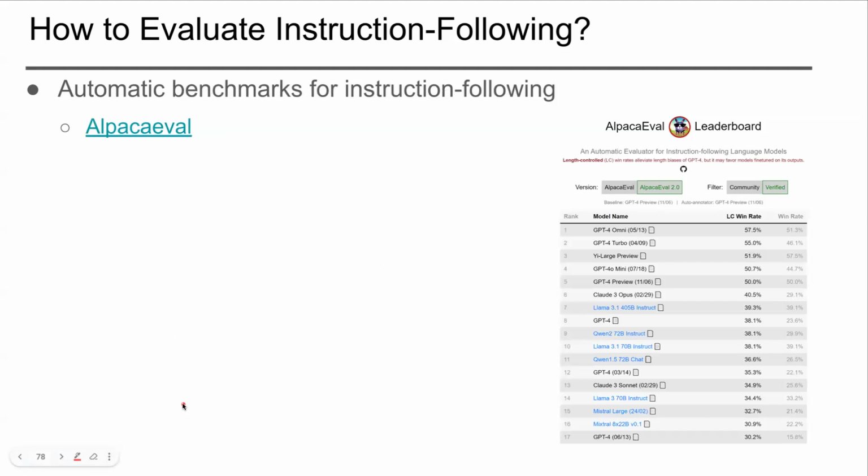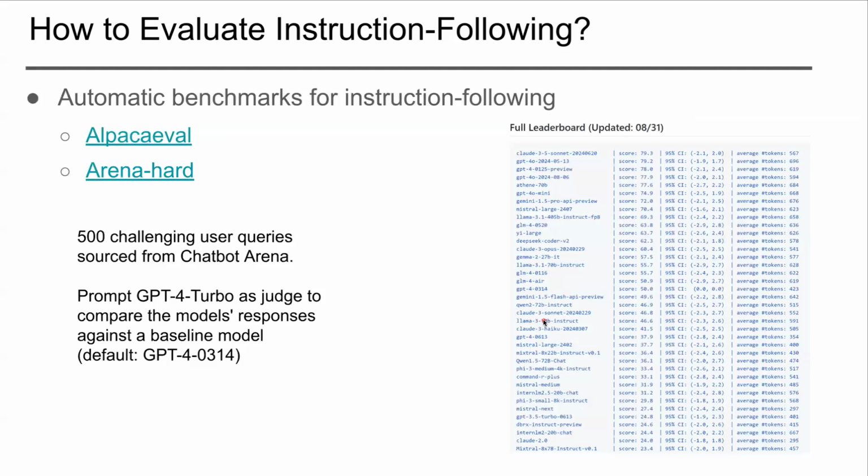And based on this, actually, people have created other benchmarks like AlpacaEval. Here, they compare the output of any model versus a baseline, which is GPT-4, and then they use GPT-4 as the annotator or the evaluator. And then they rank models based on this. Whoever wins more against GPT-4 ranks higher. And then there are benchmarks like Arena-Hard, which took 500 challenging user queries from Chatbot Arena, and then they prompt GPT-4 as judge to compare models against a baseline. So it's a similar setup.